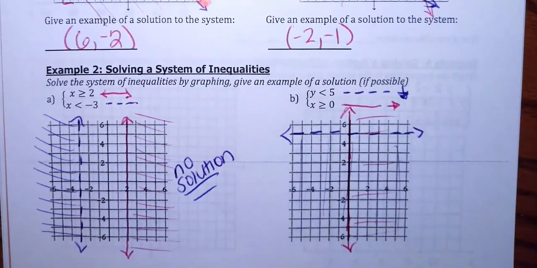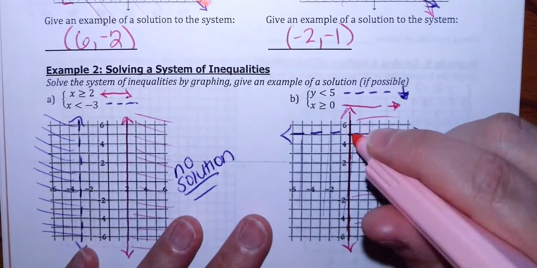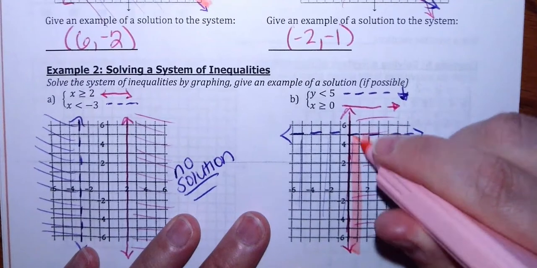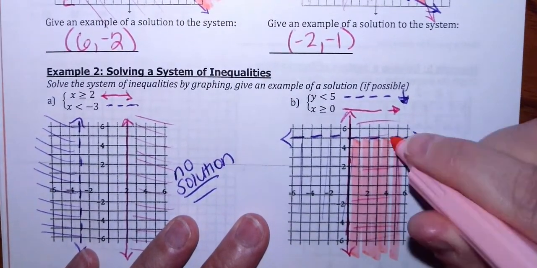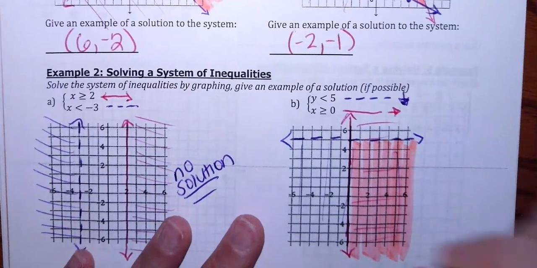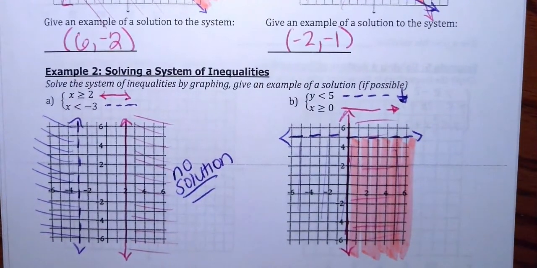Okay, so then my overlap, I need a y-coordinate that's smaller than 5, but an x-coordinate that's bigger than or equal to 0, so all those points will work on the y-axis. But this would be your overlap, this quadrant right here. And all those points would satisfy my y-coordinates less than 5, but my x-coordinate is greater than or equal to 0.